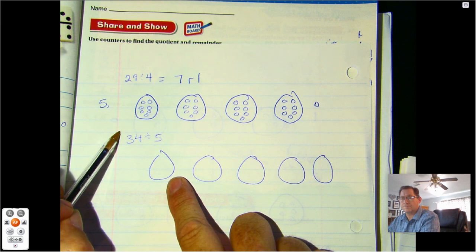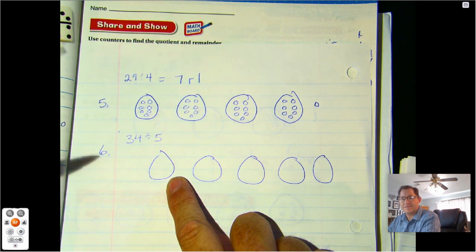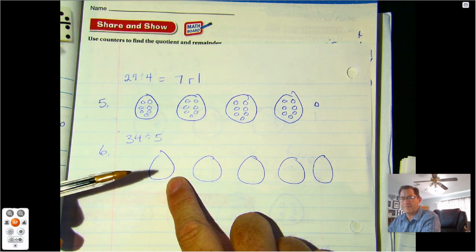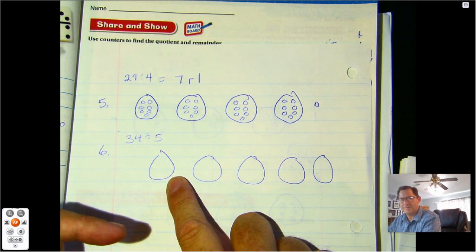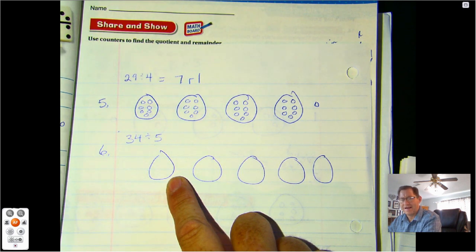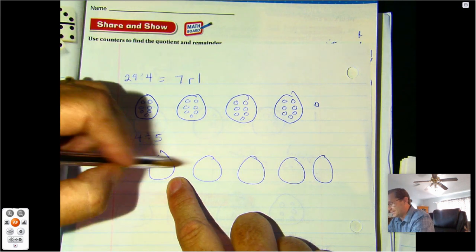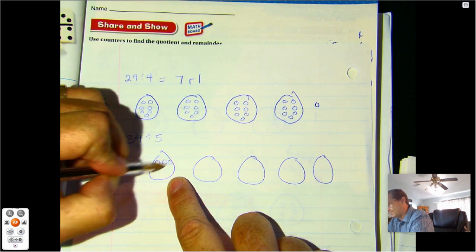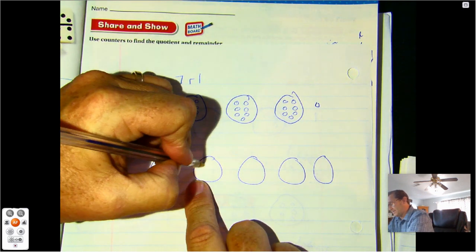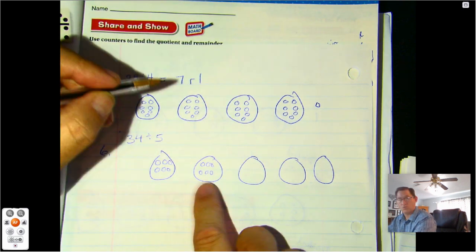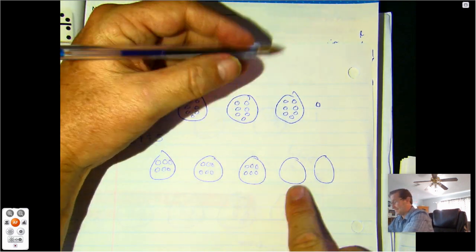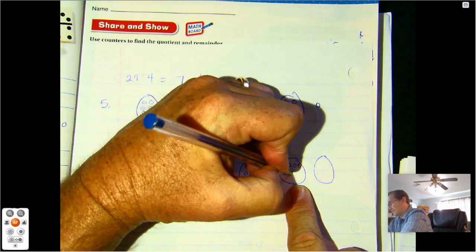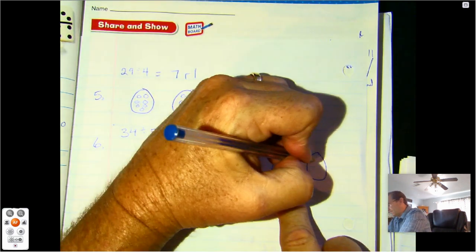Well, 5 times 6 is 30, right? And 5 times 7 is 35. So I can't put 7 in each one because that would be more than I even have. So it must be 6. So let's try that. 6 in each one. That's 12. That's 18. That's 24. And that's 30.